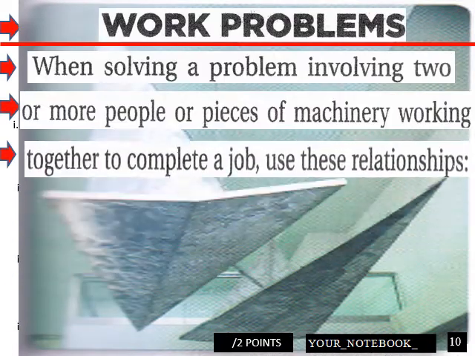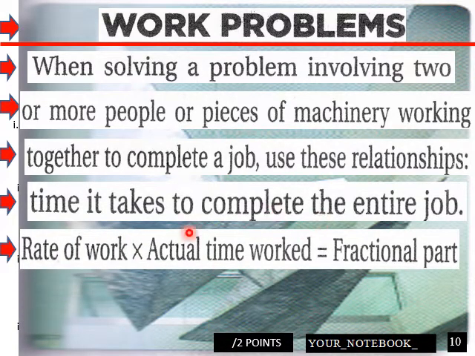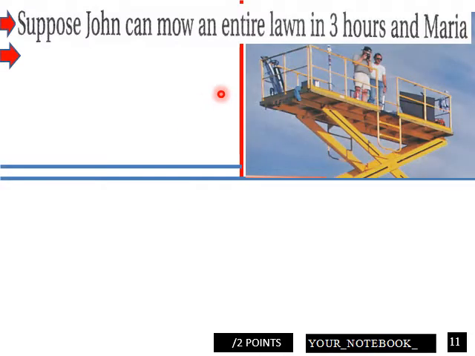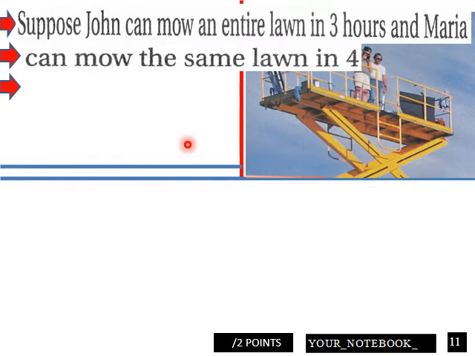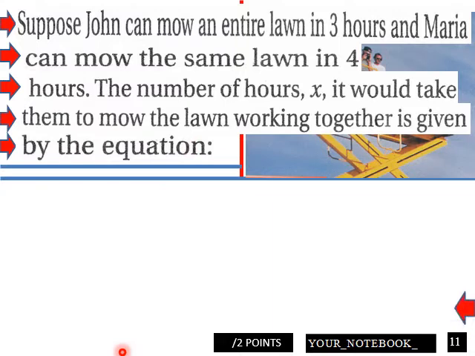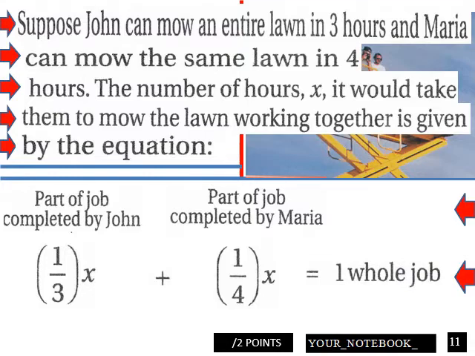Work problems. When solving a problem involving two or more people or pieces of machinery, use these relationships. Rate of work times actual time worked equals the fractional part of the job completed. So suppose John can mow a lawn in 3 hours. Maria can mow the same lawn in 4 hours. The number of hours x it would take them to mow the lawn working together is given by this equation: part of job completed by John plus part of job completed by Maria, 1/3 x plus 1/4 x equals 1 job.